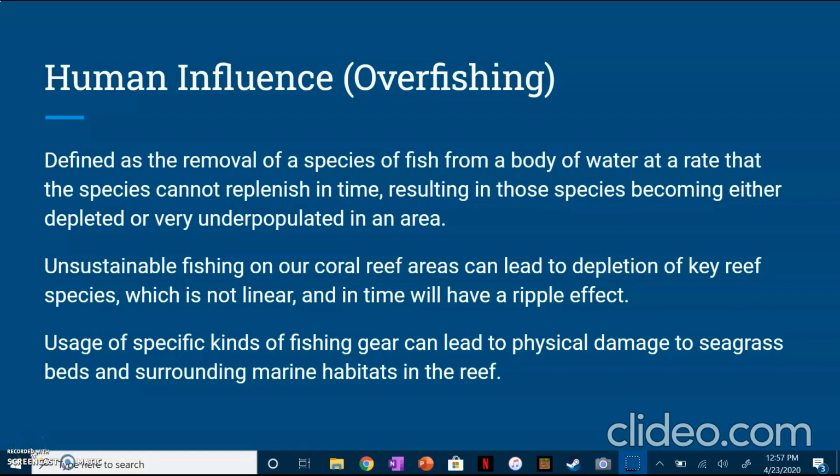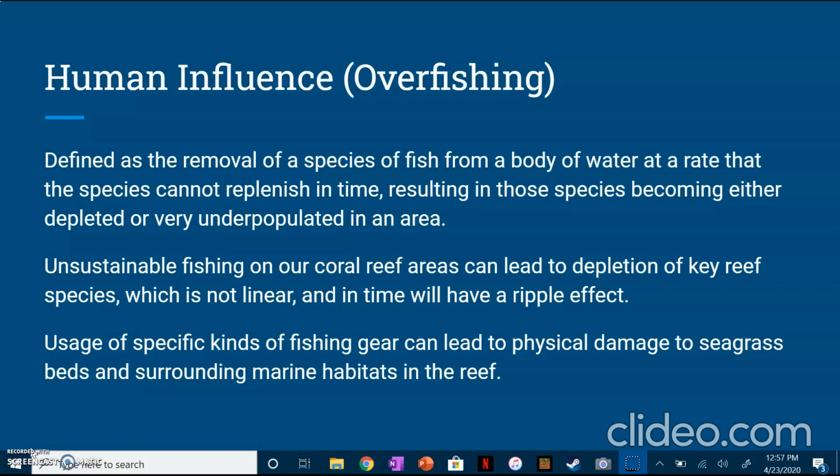So we're going to be going over human influence, more specifically overfishing, coastal development, which includes agriculture and mining, as well as island development and urban and industrial development. So human influence as a whole has a very devastating effect on the Great Barrier Reef and its surrounding area as well. We're going to start going over some of those.